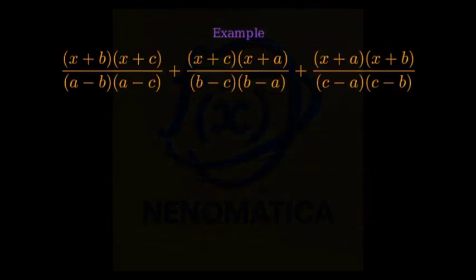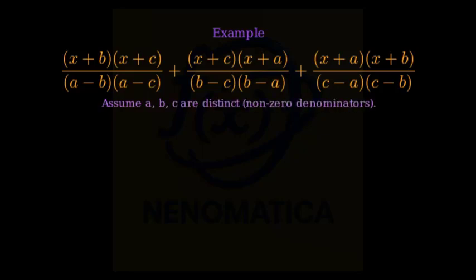We will simplify a symmetric algebraic expression and show, step by step, that it equals 1 for distinct values of a, b, and c. Let's begin with the example prompt. Important note, a, b, and c must be distinct so that the denominators are non-zero. Step 1. We add fractions by moving to a common denominator.